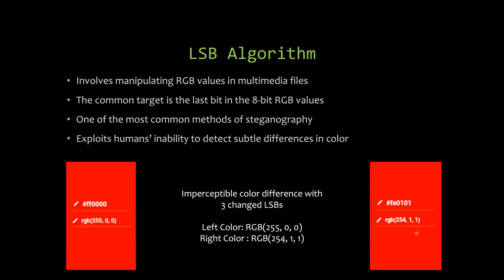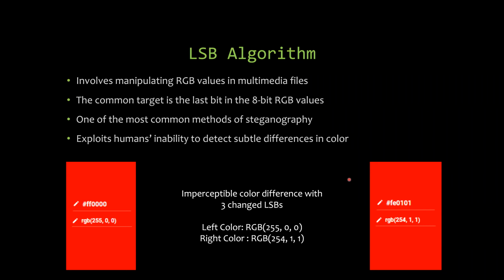The LSB algorithm involves manipulating RGB values in multimedia files. So the common target is the last bit in an 8-bit RGB value. If you're not familiar, of course, RGB, you've got red, green, blue, and we're specifically looking at the last bit in these RGB values. And so this exploits really the human's inability to detect subtle differences in color.